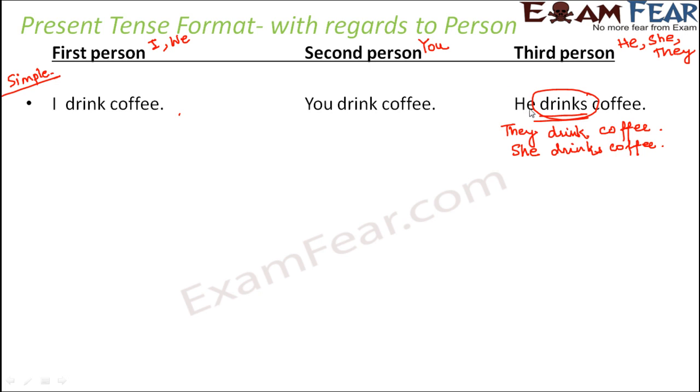Similarly, you would say he eats pizza. They eat pizza. You eat pizza. I eat pizza. We eat pizza. So that's about the simple present tense.